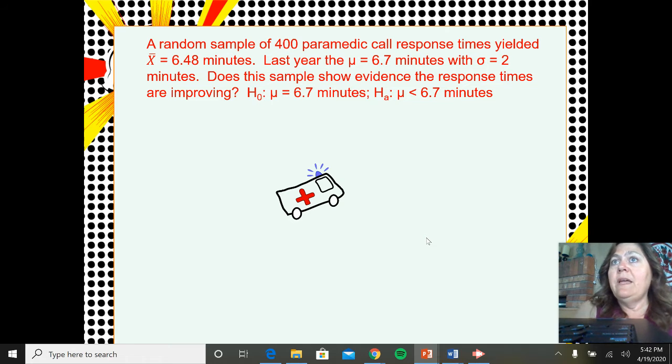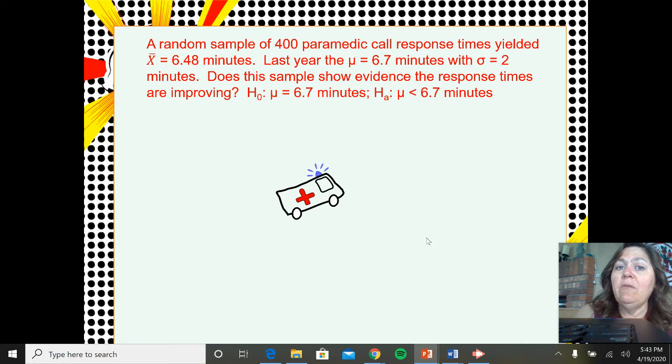Here's a random sample of 400 paramedic call response times, and they got this mean. Last year, the mean of the population was 6.7 minutes, with a standard deviation of 2 minutes. This is one of those likely events where the station could have its true sigma known, so this is going to be a Z statistic. Does the sample show evidence that these response times are improving?